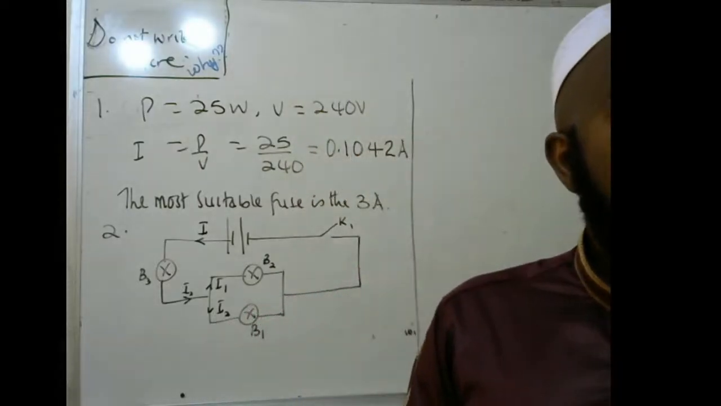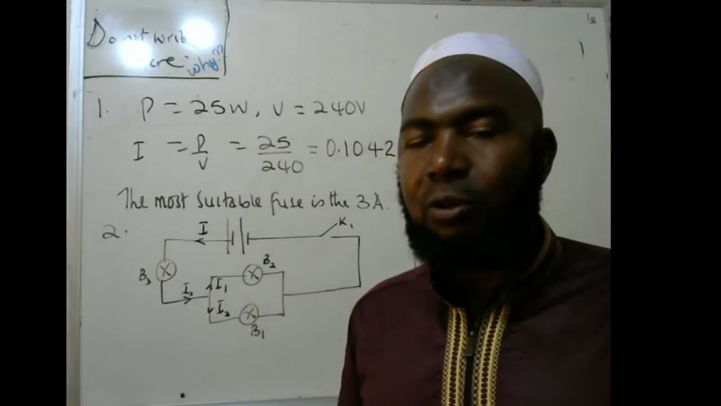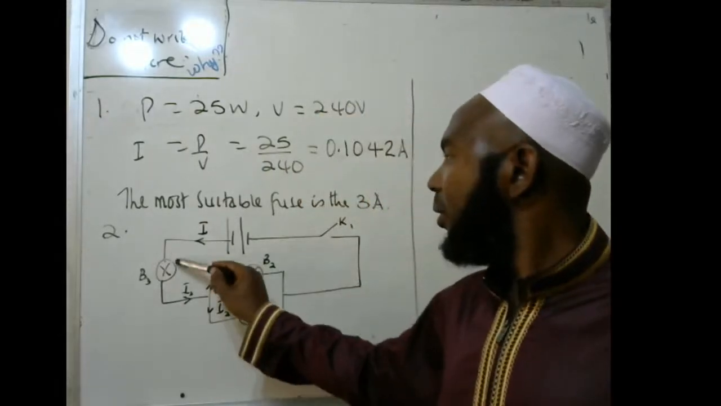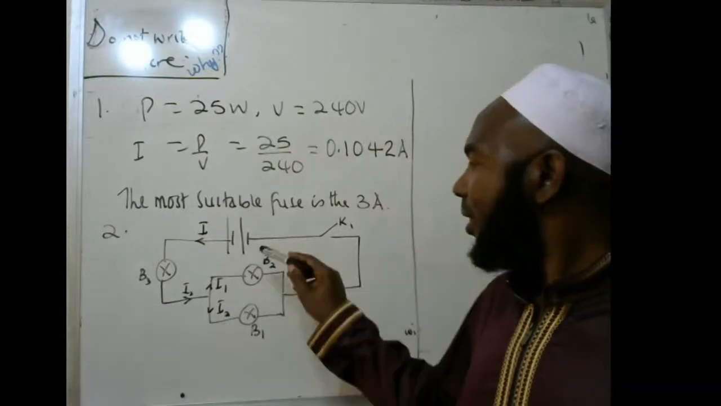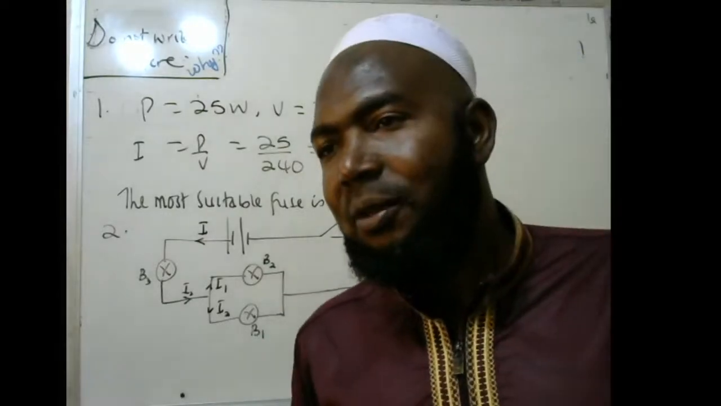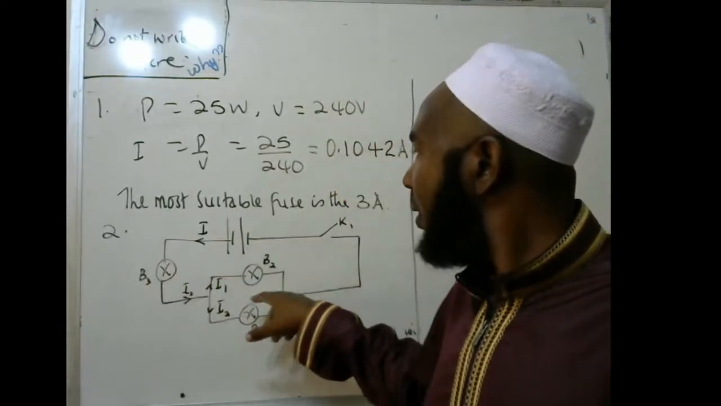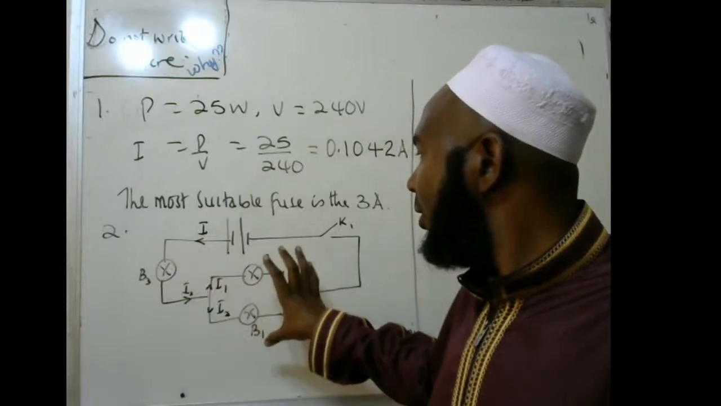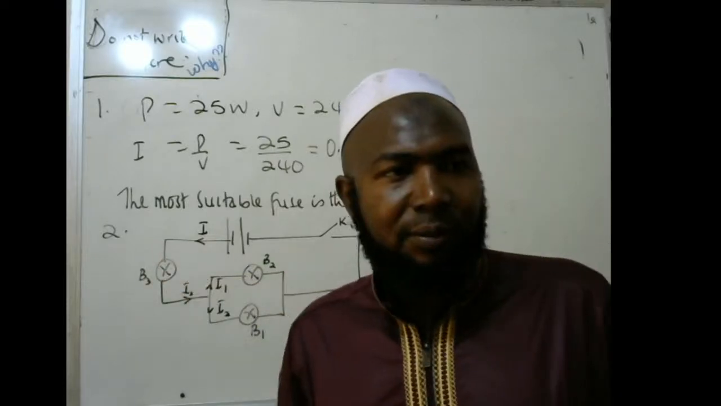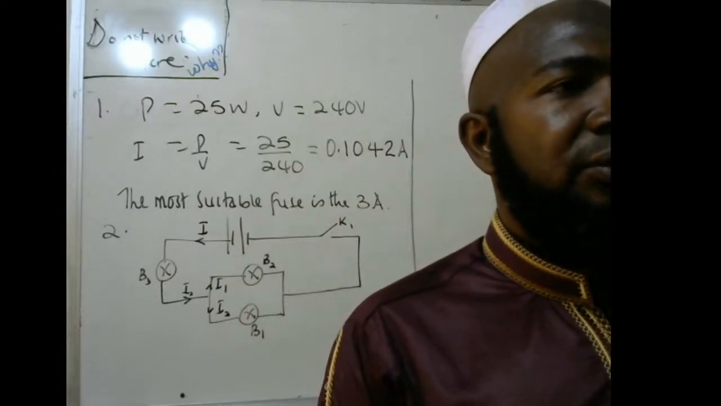Then part C, if B3 blows, what happens to the other bulbs? They will not light, because B3 is in series with the remainder. So once this one blows, don't ask me what will happen to the rest of the bulbs. Then we go to the last question.